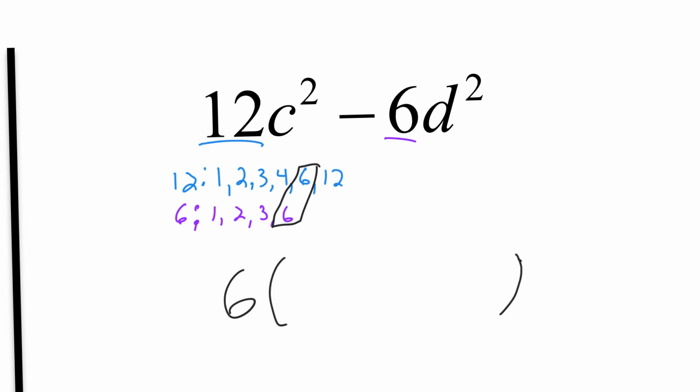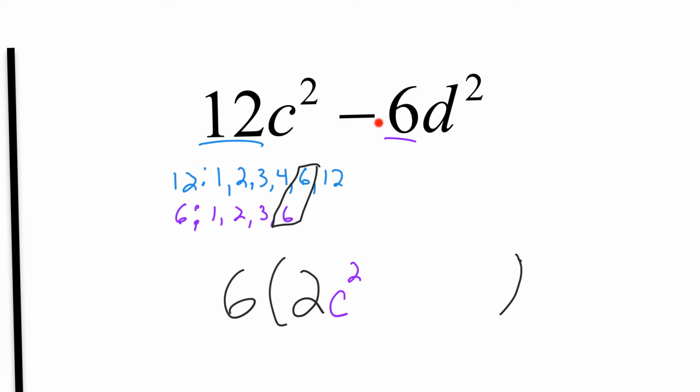So 12 divided by 6, that's going to be 2. And you guys keep the c with the square because we didn't factor out any c's, we didn't factor out any d's. They don't have anything in common. For the variables, they're different. C and d are different letters.